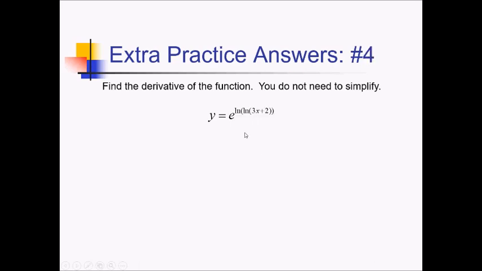On this problem, at some point we're going to have to use the chain rule, but not as much of a chain maybe as you might have thought. The e and the first ln here actually do cancel out, so you can rewrite this as y equals just ln of 3x plus 2.